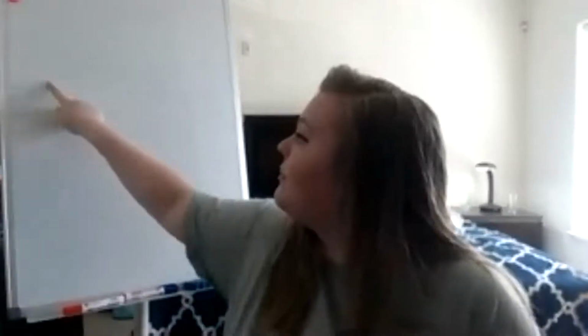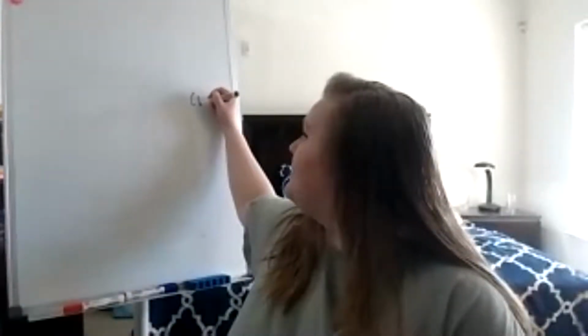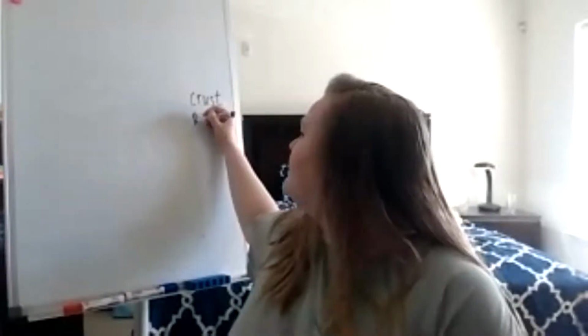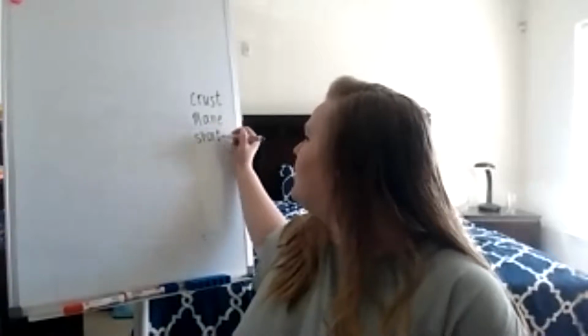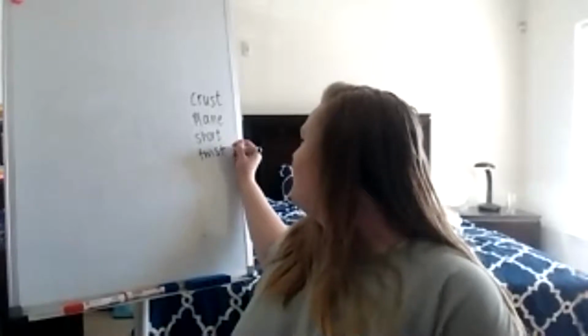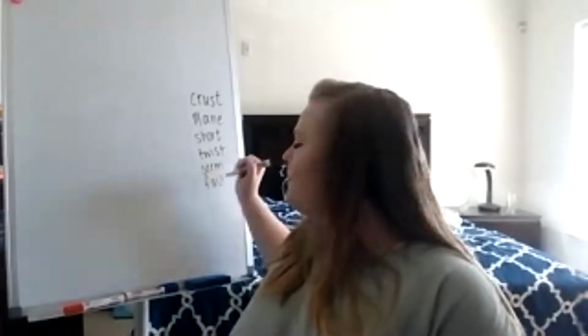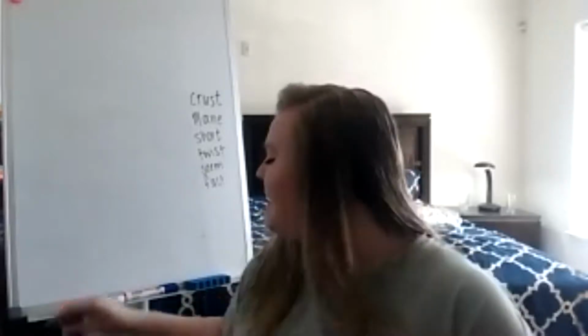So you're going to write the alphabet across the top of your paper, A, B, C, D, E, F, G, H, I, J, K, all the way to Z. And then the words that you need to put in ABC order are crust, plain, short, twist, seam, and fact.